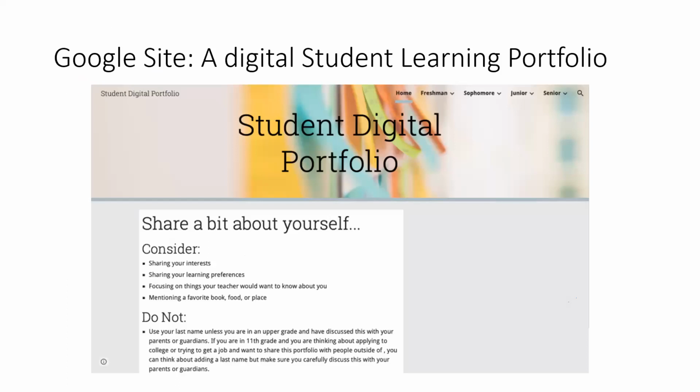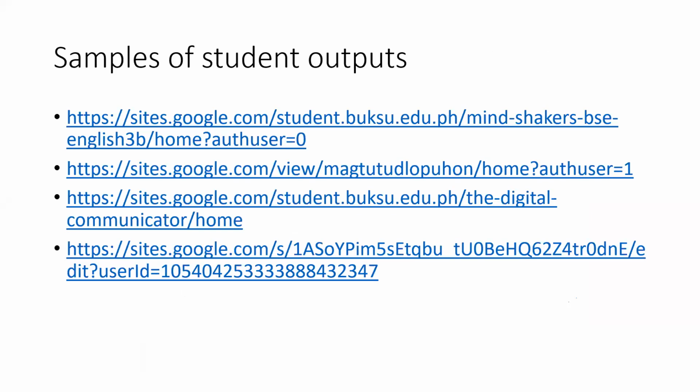Okay, I have here now a sample of a Google site. I will introduce now the Google site, a digital student learning portfolio. Here is an example. Though the title is Student Digital Portfolio, you are expected to change it with a certain name. The generic labels are freshman, sophomore, junior, or senior. You can change that to lesson 1, lesson 2, lesson 3, and lesson 4. Okay, I'm going to show you now samples of digital portfolios of the previous class. Some are good, some are bad.